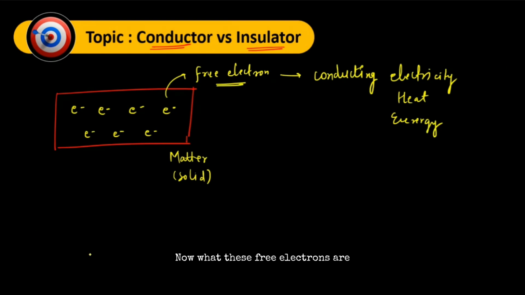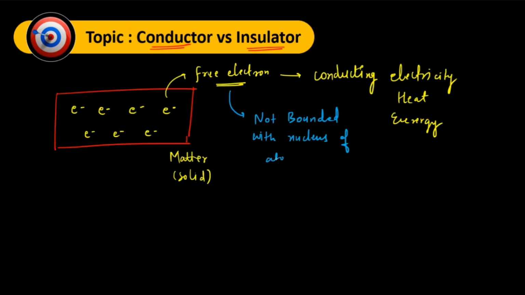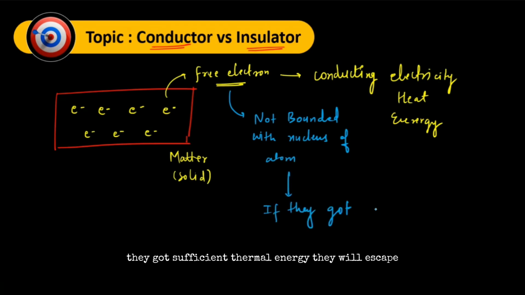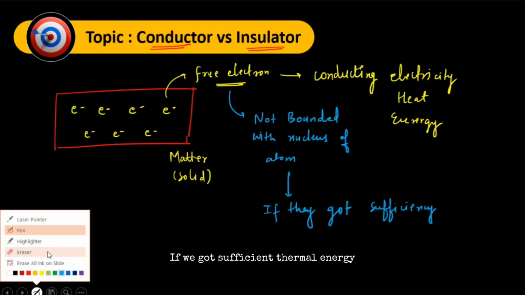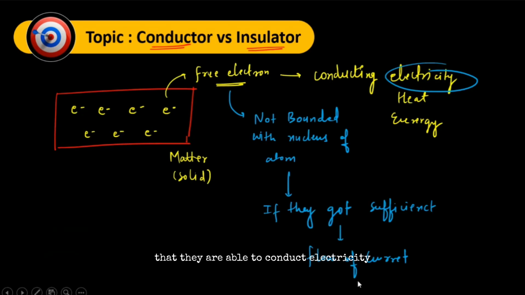Now, what are these free electrons? These free electrons are those electrons which are not completely bound to the nucleus of the atom. And if they get sufficient thermal energy, they will escape. And that escape will ultimately result in the flow of current. So that is the reason we say they are able to conduct electricity.